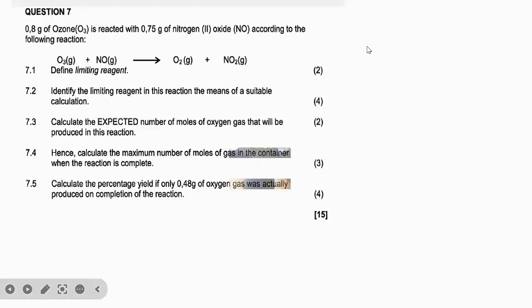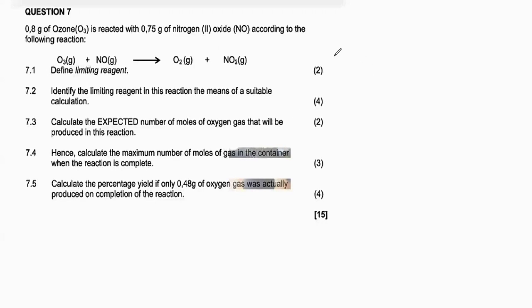Okay, so we have question 7 on limiting reagents. It says 0.8 gram of ozone, O3, is reacted with 0.75 gram of nitrogen monoxide, NO, according to the following reaction. And then we have 7.1, which is asking us to define the term limiting reagent. So what is a limiting reagent?